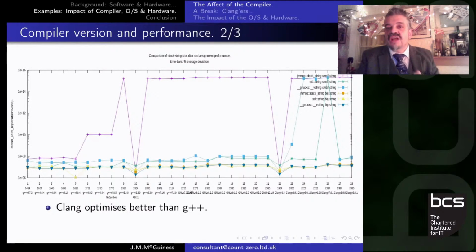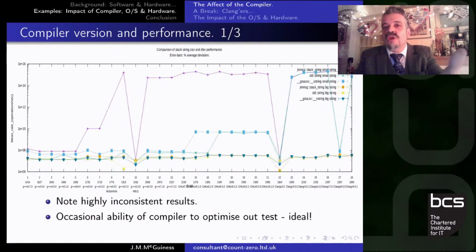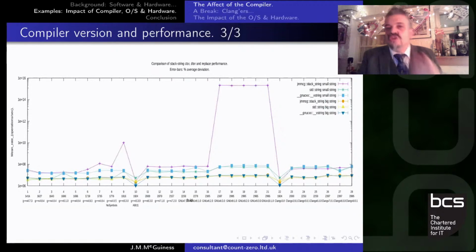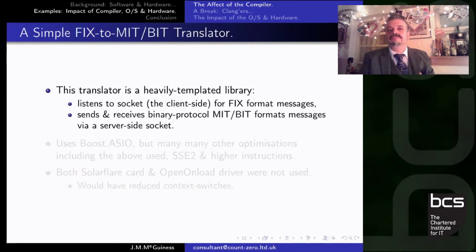Likewise, with the various other tests, this original one was for the constructor and destructor. This is for assignment. There's no real consistency between these either, so we have a great deal of difficulty. Here we have the replace. Again, a difference in consistency here. It's not very reliable for GCC.